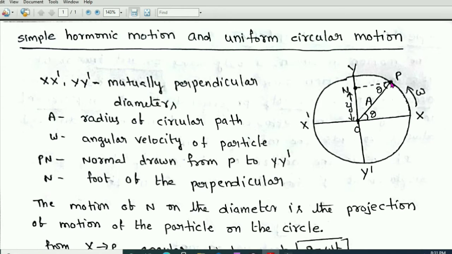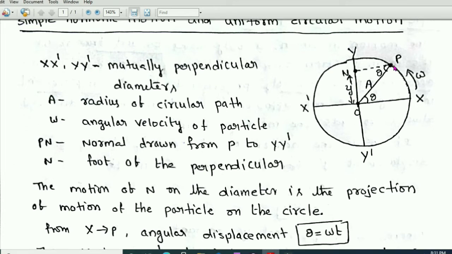Now let us draw a normal from P onto the Y dash diameter. It touches the Y dash diameter at a point N. So PN is the normal drawn from P to Y dash, and N can be considered the foot of the perpendicular.